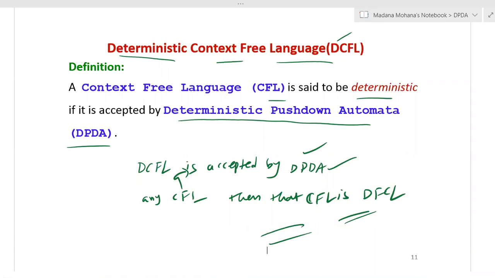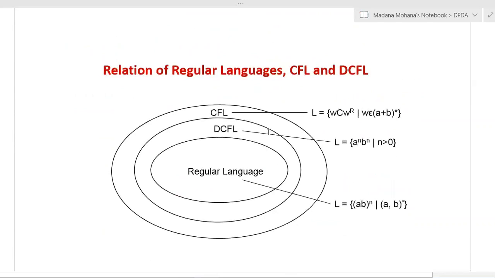The above two examples we demonstrated are all examples of deterministic pushdown automata. You can take any context-free language which is not accepted by any such DPDA, then that context-free language is not a deterministic context-free language. That is the only condition you need to verify.